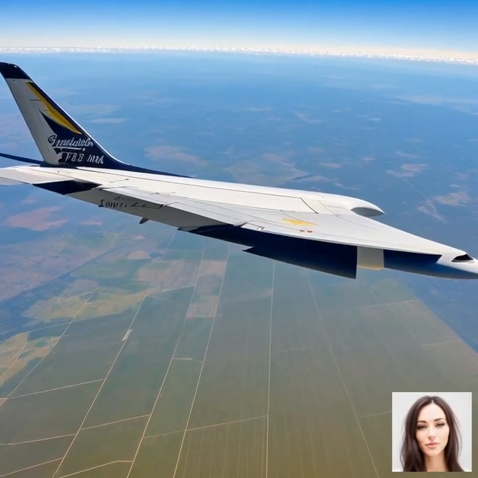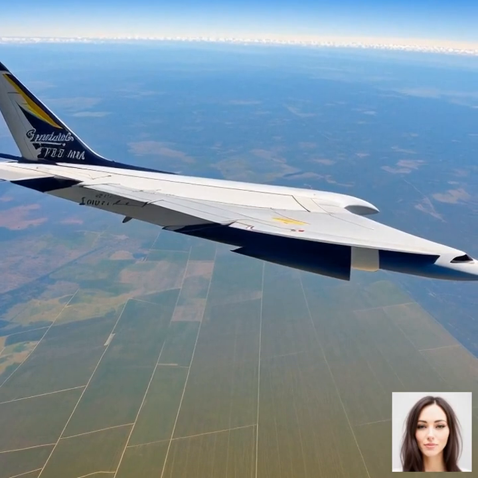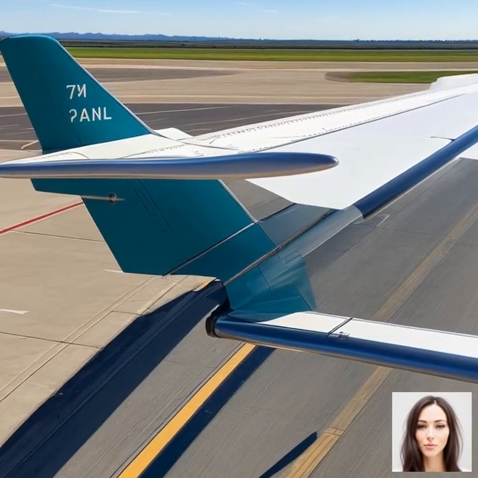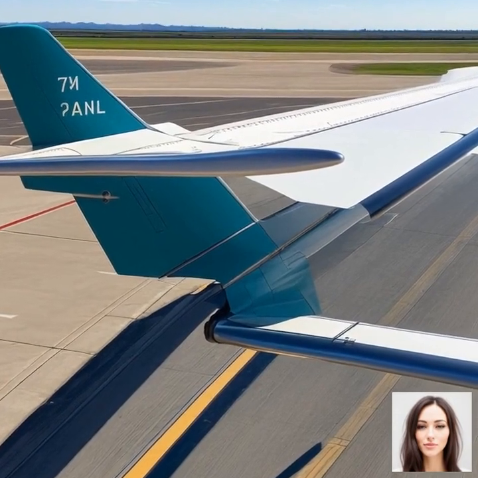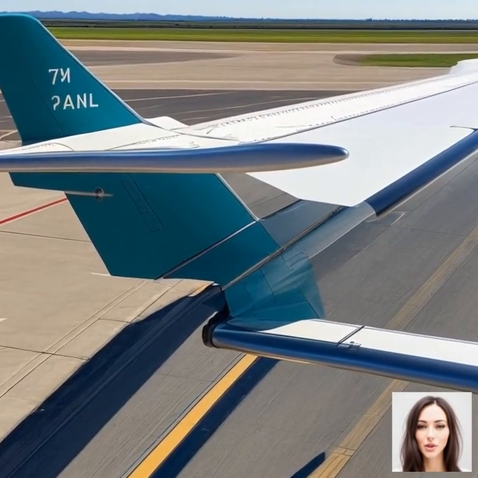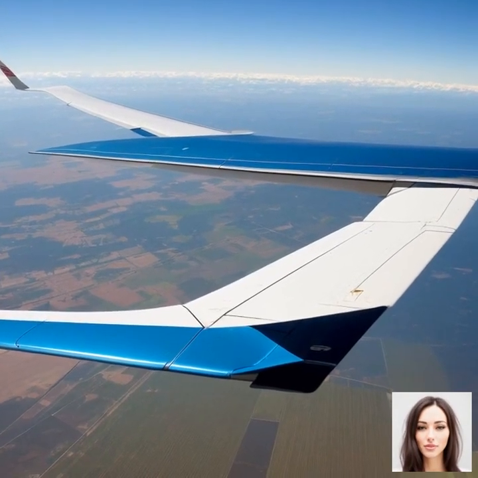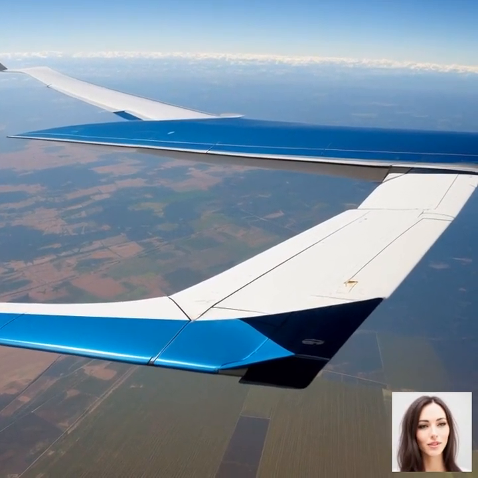In summary, airfoil design, angle of attack, and wing shape are essential concepts in determining an airplane's lift and drag characteristics. By understanding and optimizing these factors, engineers can create aircraft that perform efficiently and safely in a variety of flight conditions.